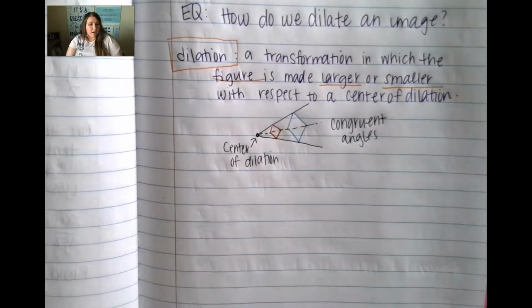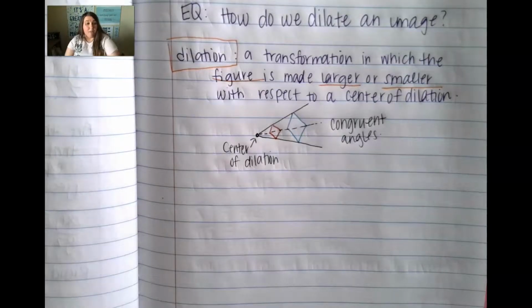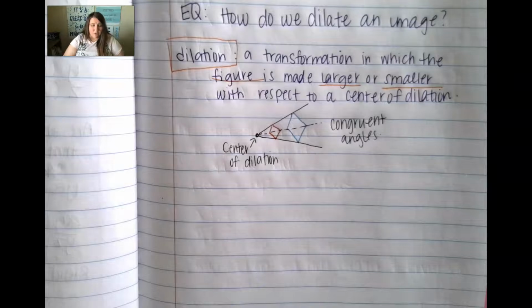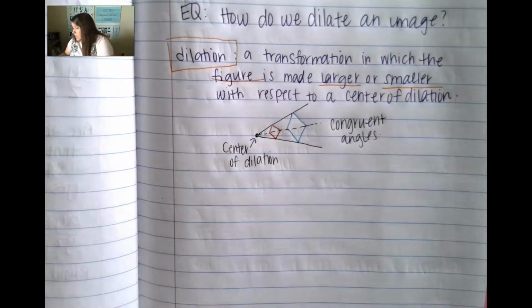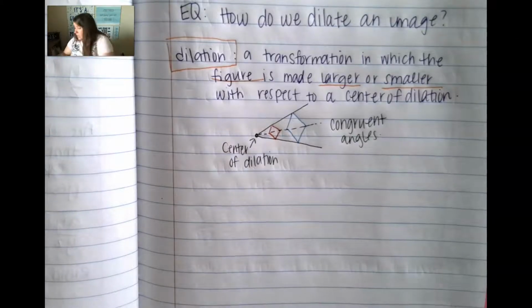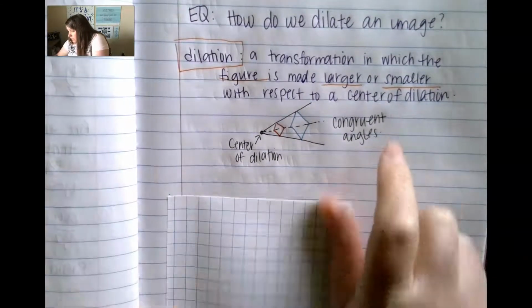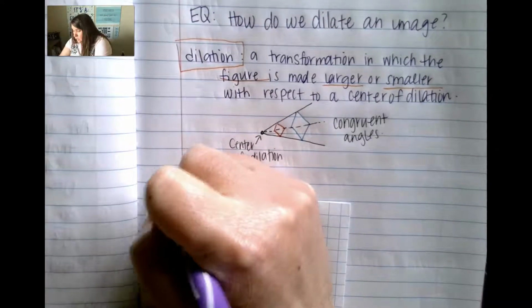So we're going to take a shape and we are going to dilate this shape. And when we dilate it today, we're going to be looking at enlarging the figure. Okay, and when we enlarge something, we're going to use something called a scale factor. A scale factor tells us how much we're either going to grow something or how much we're going to shrink something. Okay, so when we're looking at scale factors, it tells us how much to either grow it or shrink it. So here is our first example, example A.